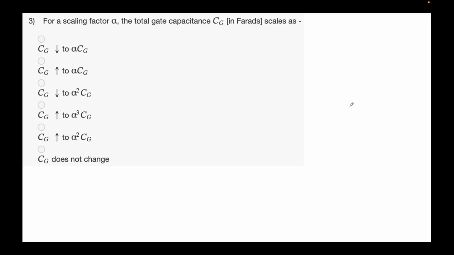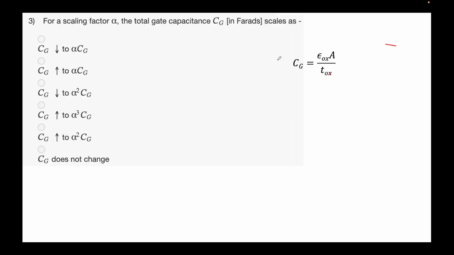This is one of the factors that we are asked to calculate. Same thing for scaling factor alpha: total gate capacitance scales as. So total gate capacitance, as you know, is given by this expression. Cg is your gate capacitance.